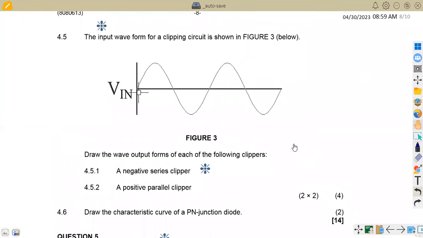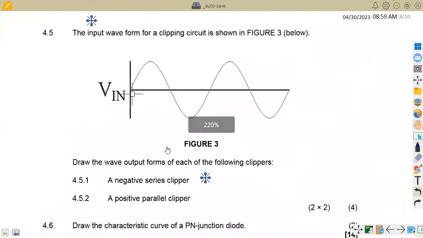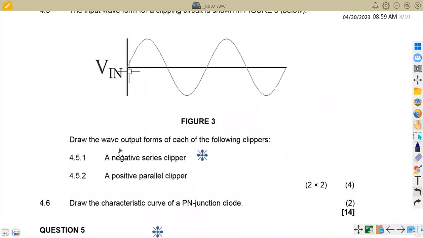So this is the input waveform to a clipping circuit. These are clippers. Draw the wave output of each of the following clippers: a negative series clipper and a positive parallel clipper. We need the waveform of the output.